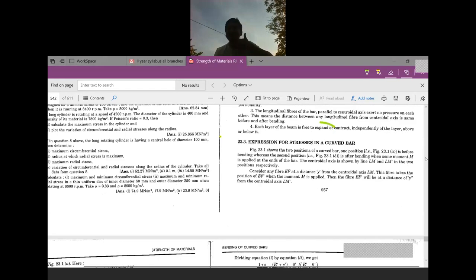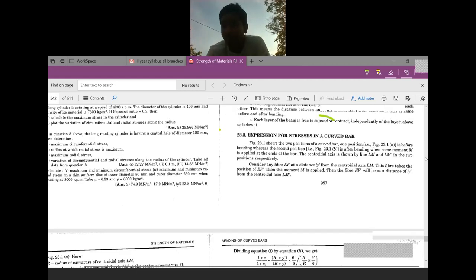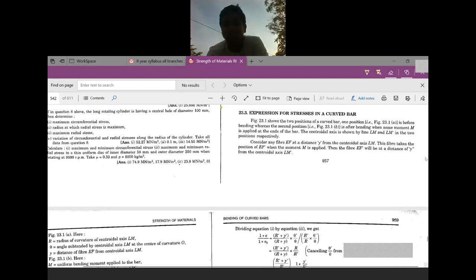Okay, I will explain this derivation in the next class. Okay, it takes nearly 1 hour. Okay, already we have completed 17 minutes. Okay, so I will explain this derivation in the next class.